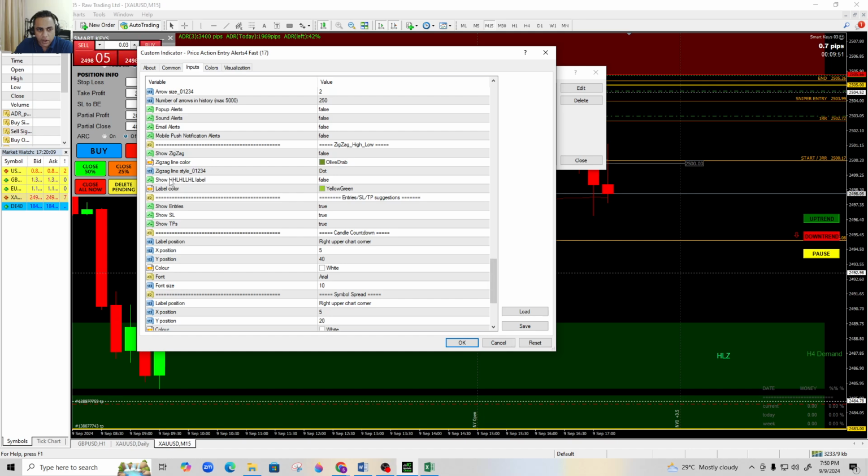Then you have high highs and high lows. If you trade that way, you can put that on and look at how to trade that way. Then you have show entries. If you set them to true, it'll show you where to take your entries, where to put your stop loss, where to put your TPs as per the signal candle.